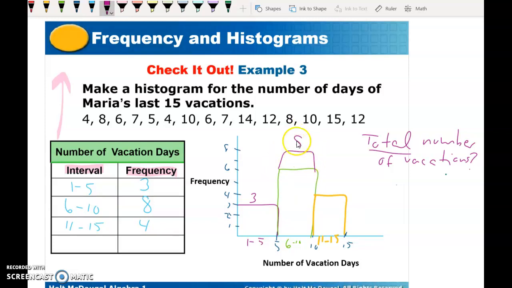And that represents 8 separate vacations. And then here I can say, oh, well, the height here is 4, and I know that represents 4 separate vacations. So the total would be me adding 3 plus 8 plus 4, which would be 15 vacations. Now we know that's right because we have the word problem here, but if we didn't have the word problem, we could look at the graph.